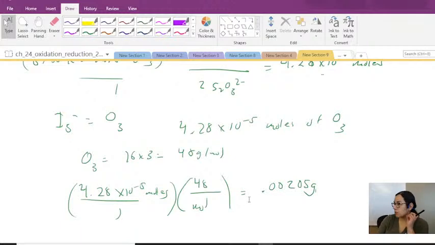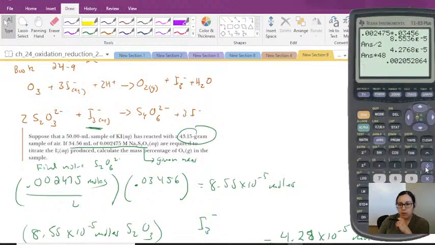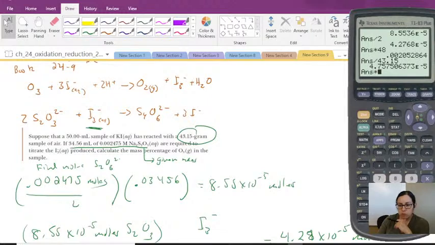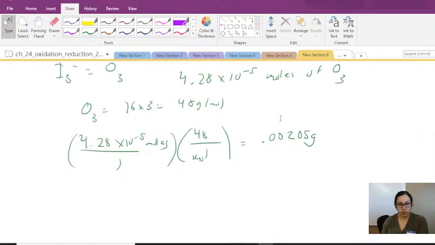And then to answer the question, so it said calculate the mass percentage of ozone in our original 43.15 gram sample. So we can just divide that. And then, of course, multiply it by 100. And so 0.004%. So pretty small, but I wouldn't expect there to be a large amount of ozone.